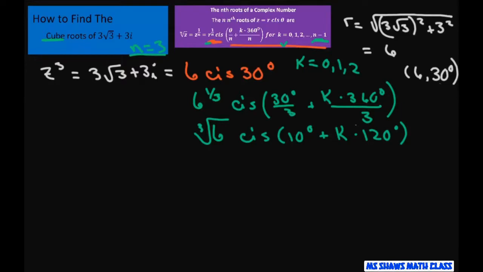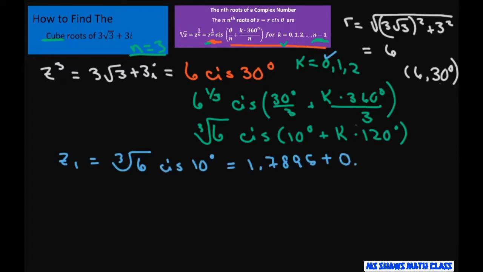Now the rest, basically, you just use a calculator. So for our first one, C1, we're using k equals 0. So that's going to be cube root of 6 cis of 10 degrees. For cosine, make sure you use your calculator on this. You'll get 1.7895. And for sine, you should get 0.3155i.